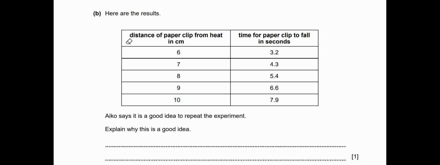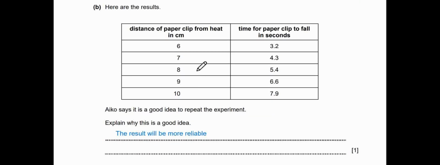Here are the results: distance of paperclip from heat in centimeters 6, 7, 8, 9, 10, and time for paperclip to fall in seconds. Aiko says it is a good idea to repeat the experiment. Explain why this is a good idea. By repeating the experiment, you can spot anomalies or check the results and make them more reliable. So we just type one of these possible answers: the results will be more reliable.